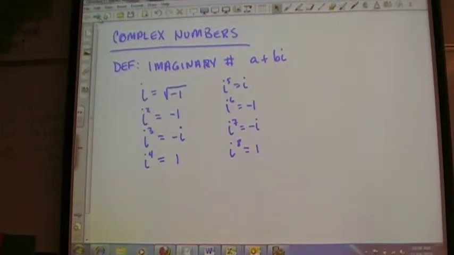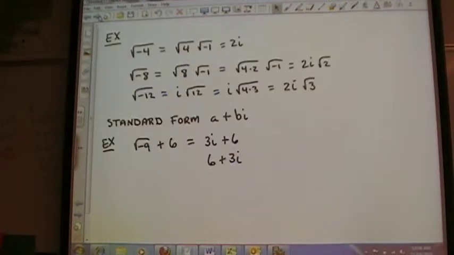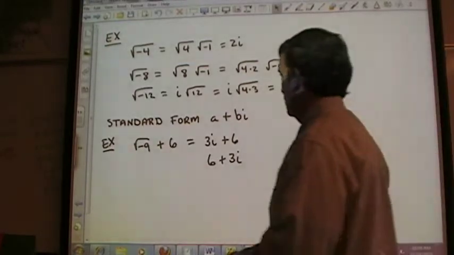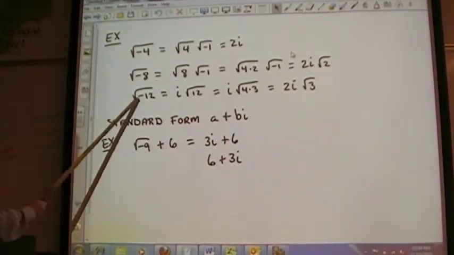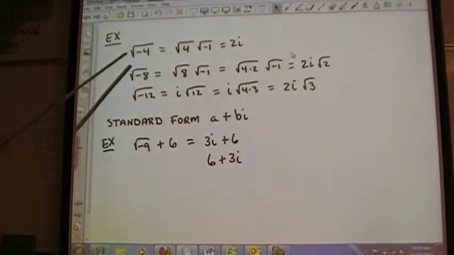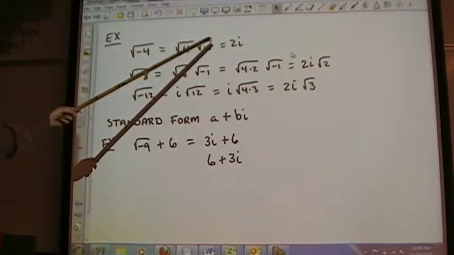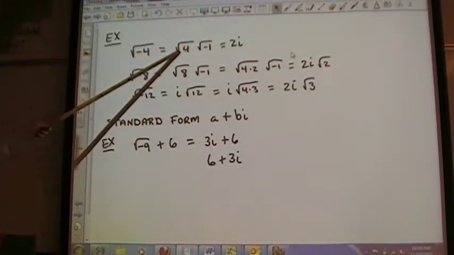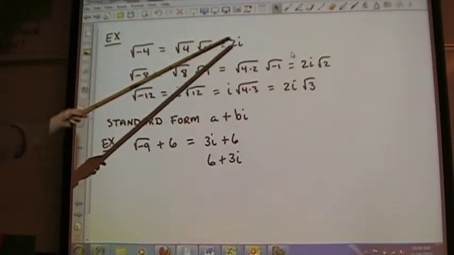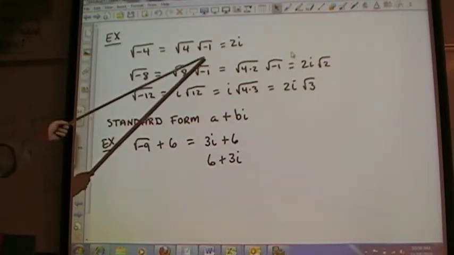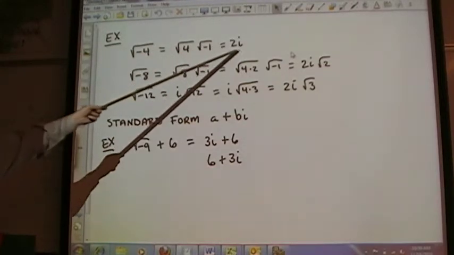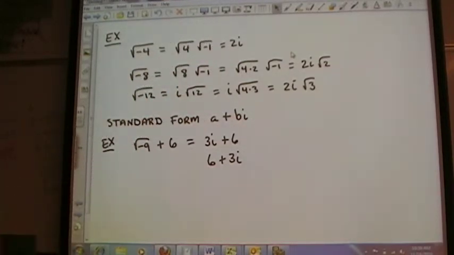Alright, so we've got our definition down and the first four down. Let's look at an example. The square root of -4. There are a couple ways you could do this. Square root of -4 I broke up as square root of 4 and square root of -1. I know what the square root of 4 is. What is it? 2. And from what we just did, the square root of -1 is i. Your answer is 2i.